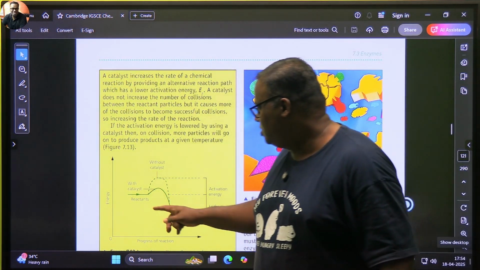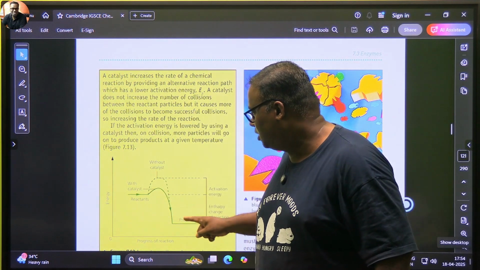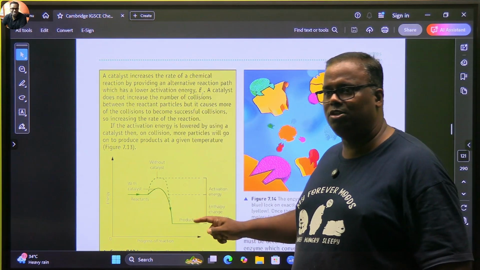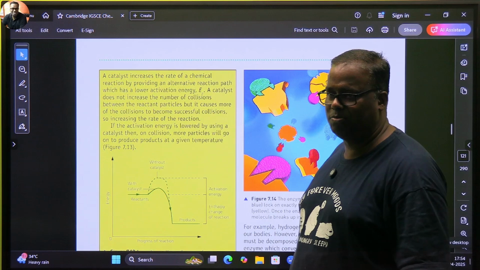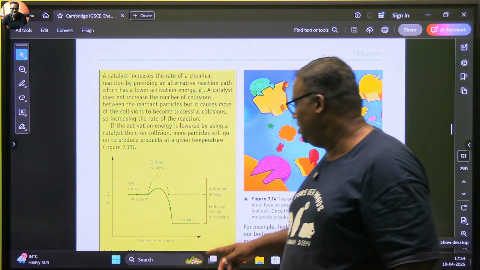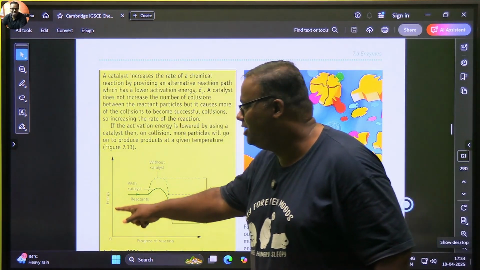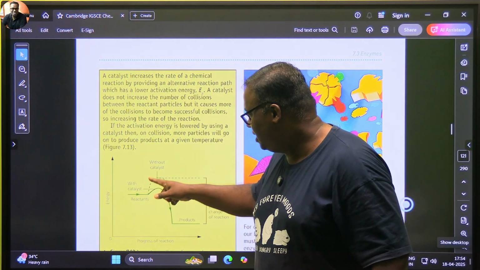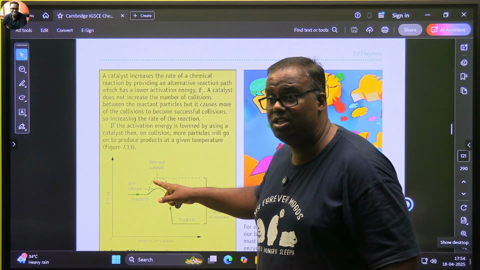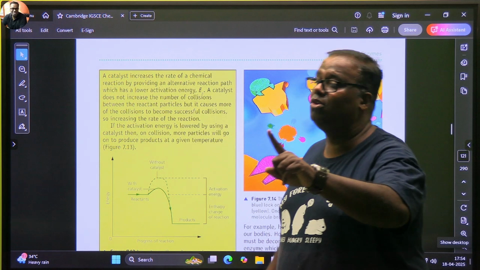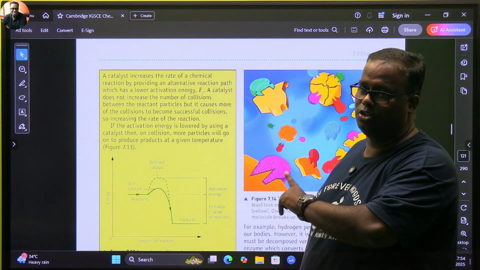So when you are using a catalyst, I am not going by this pathway. I am going by the green pathway, not by the dotted pathway. That's called the alternate pathway. And that alternate pathway will have a lower activation energy. This is the energy index. Without the catalyst, the energy demand is more. Which energy? Activation energy. We are right now not talking about whether it is endothermic or exothermic.